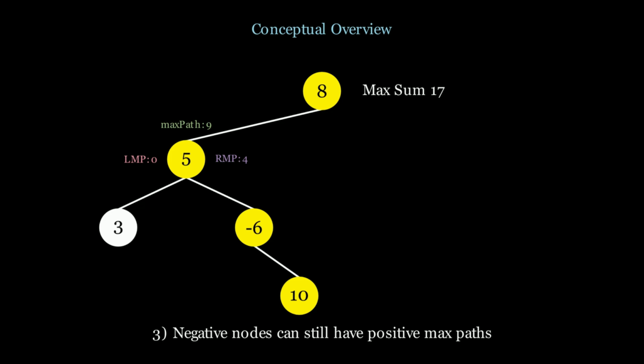Okay, negative paths. So in this case, it's actually best for us to take -6 and 10 because that's +4. And now 5 plus 4 is 9. And so that's how we get the max path at 5.